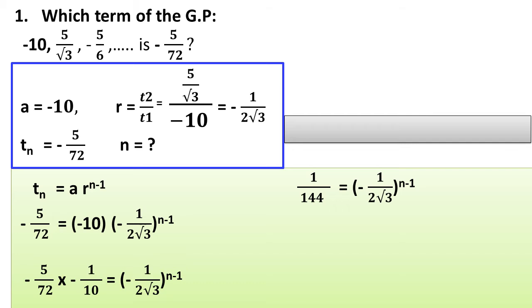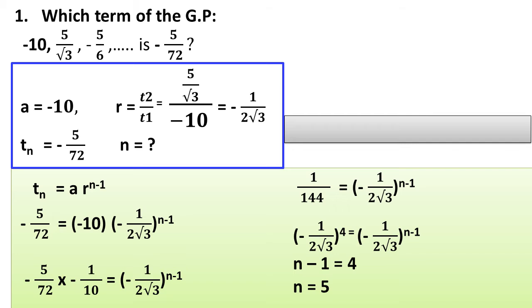We know that if the bases are same, we can equate their powers. Similarly, let us represent 144 in terms of 2 root 3. That is, minus 1 by 2 root 3 to the power of 4. If you simplify 2 root 3 to the power of 4, you will get 144. And a negative value to an even number power results in positive. As we need to equate the powers, the base should be same. Hence the value of n will be equal to 5.